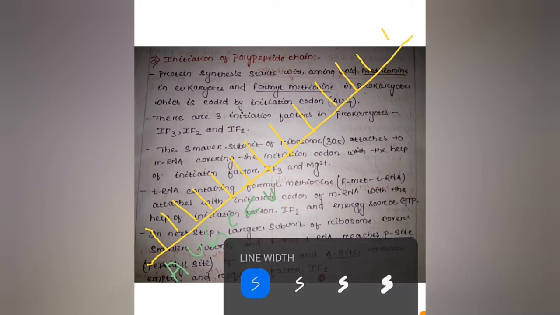So the start codon is AUG, and the smallest subunit of the ribosome, that is 30S, attaches to the mRNA covering the initiation codon with the help of initiation factor IF3 and magnesium ion. That means in mRNA, first the smaller subunit will cover the mRNA. Here this is the smaller subunit.